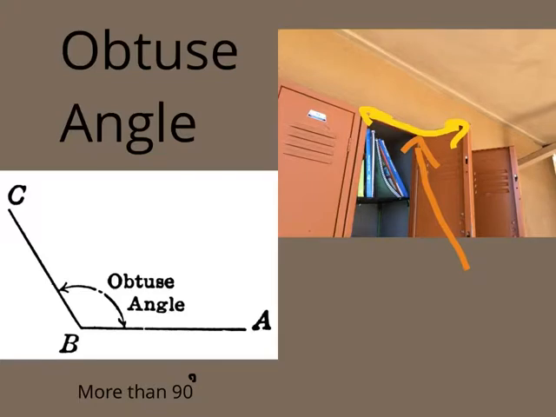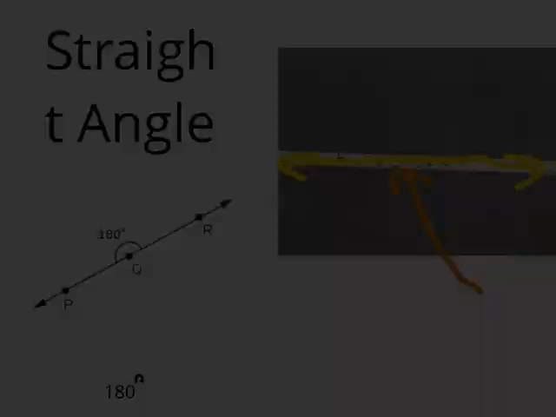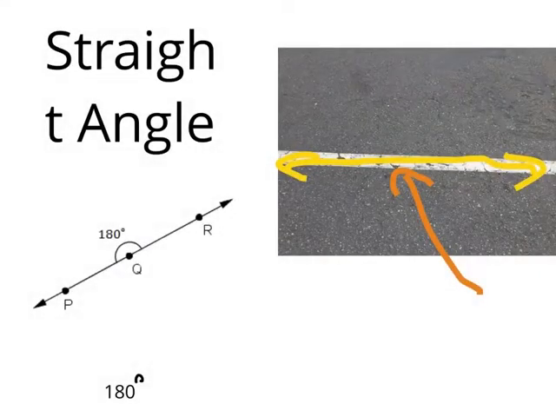Obtuse angle. An obtuse angle is more than 90 degrees. There is a real-life example of an obtuse angle. Straight angle. A straight angle is 180 degrees. There is a real-life example of a straight angle.